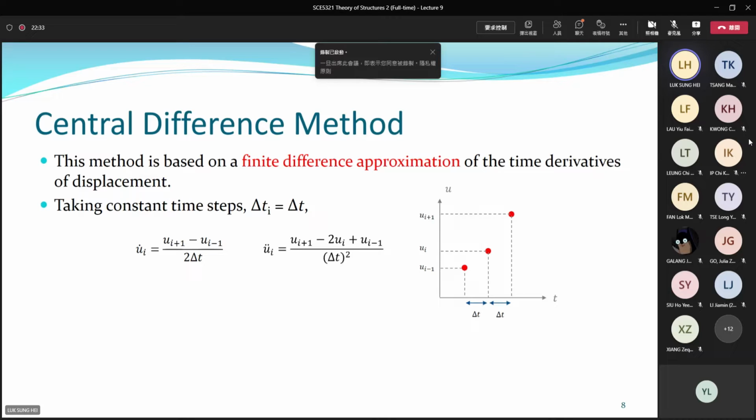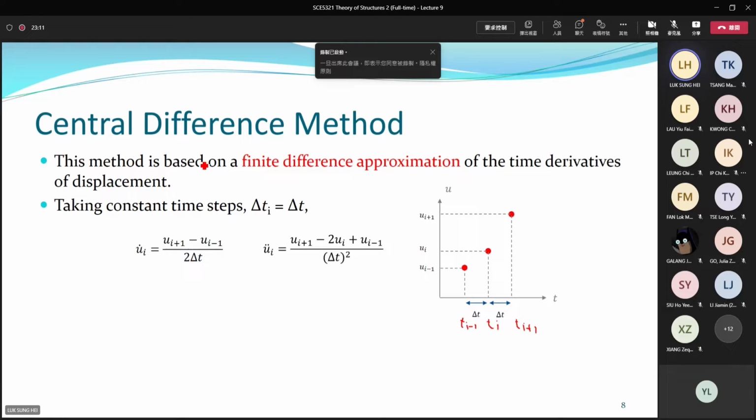As mentioned before, when you want to use this kind of method, you have to divide the whole history into different time steps: T1, T2, T3, etc. Here, I just show you 3 arbitrary time steps, so-called Ti-1, Ti, and Ti+1. This is the displacement time plot. Suppose we have some discrete points for the displacement.